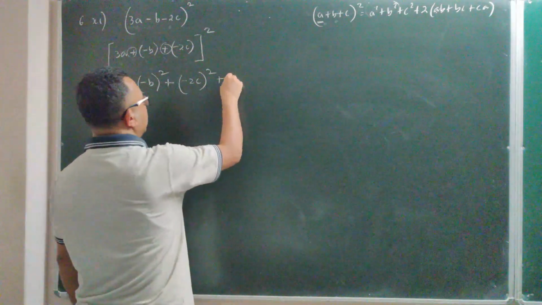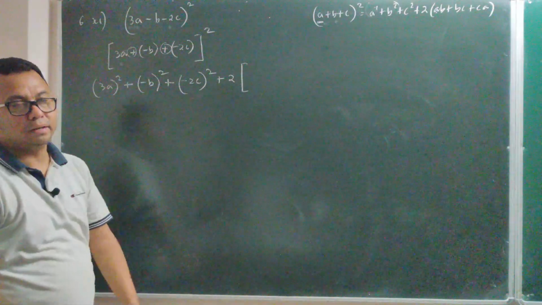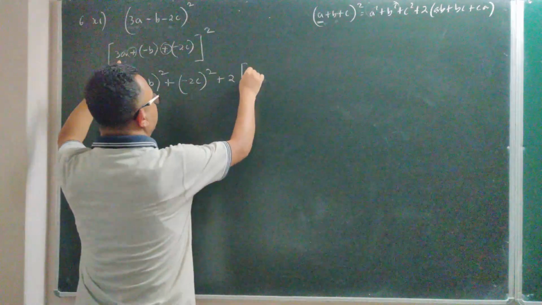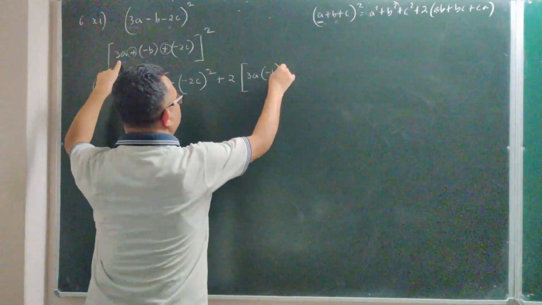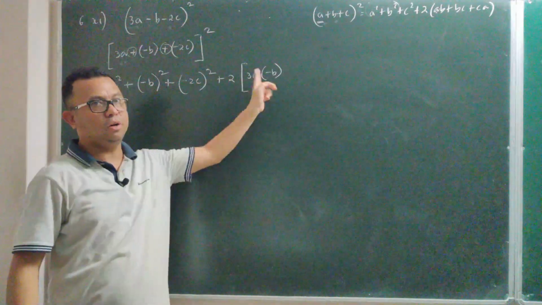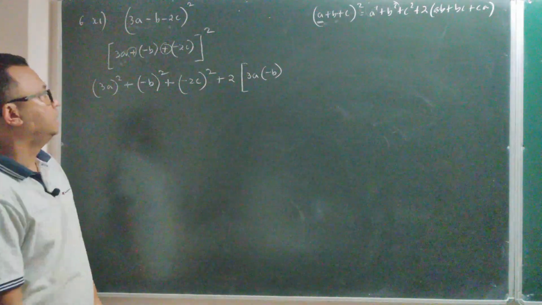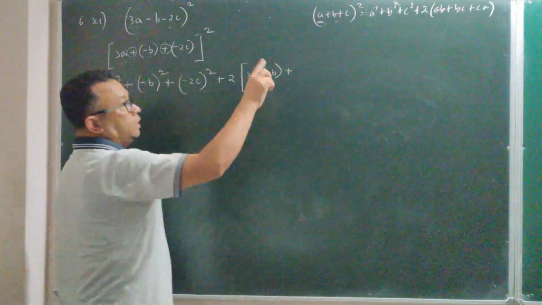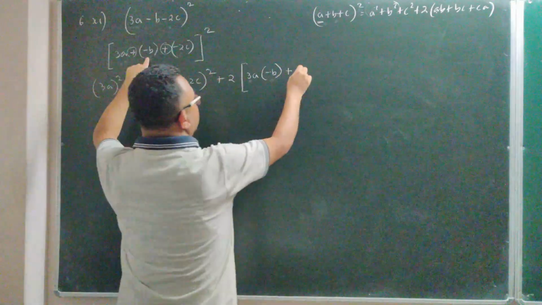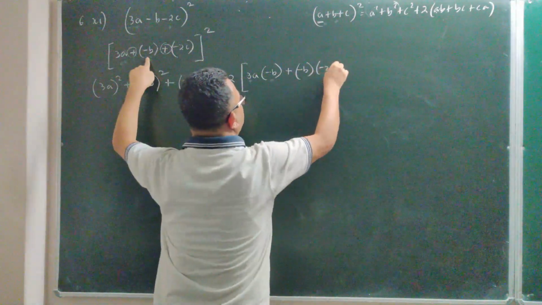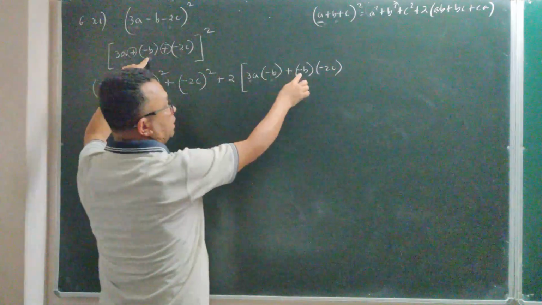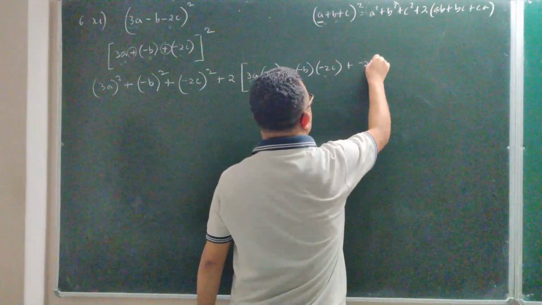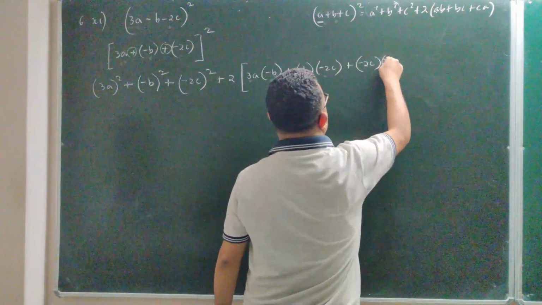Then plus twice. Okay, let me put again a square bracket. Twice of AB. AB means A into B. So A with B, 3A will multiply minus B. I am putting it inside a bracket so that later on it will be easy to multiply plus into minus, minus to plus. So this is AB. Plus then we have BC. BC means minus B will multiply minus 2C. And finally it is CA, minus 2C into A. Our A is 3A.